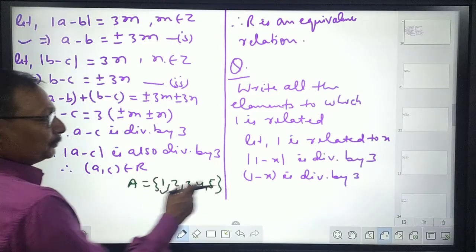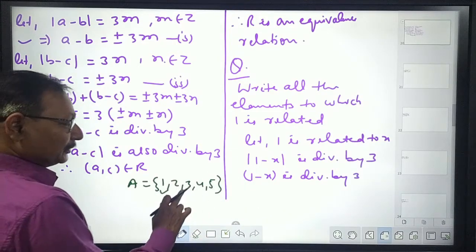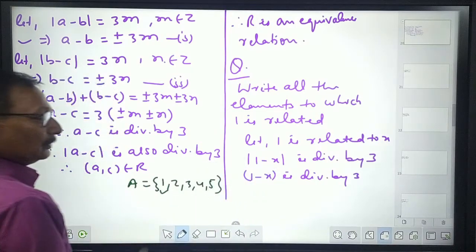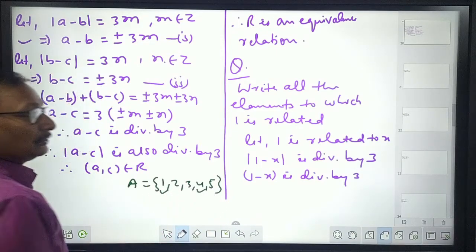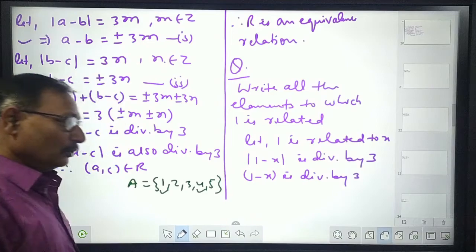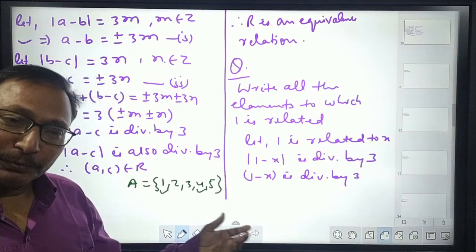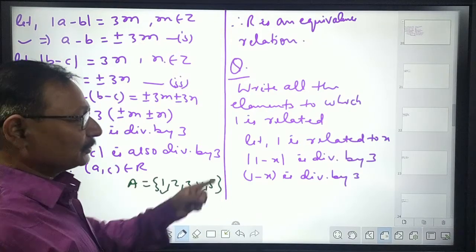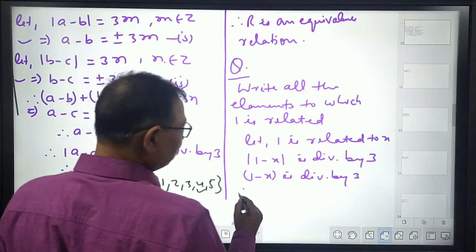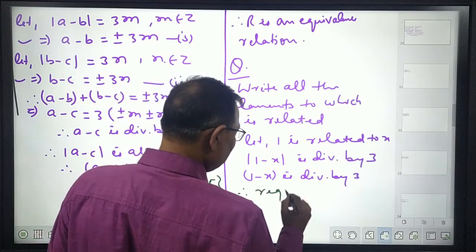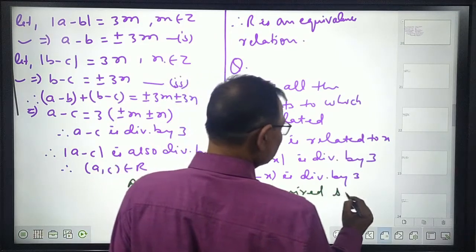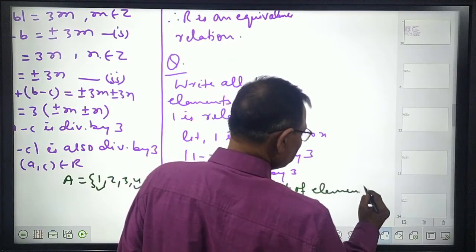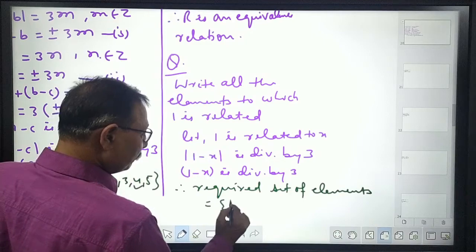If you put here 2, then it is not divisible by 3. If you put here 3, again it is not divisible by 3. If you put here 4, then it is divisible by 3. Okay, when you put here 5, again it won't be divisible by 3. So only these two elements, 1 and 4, are related to 1. Therefore, the required set of elements is equal to {1, 4}.